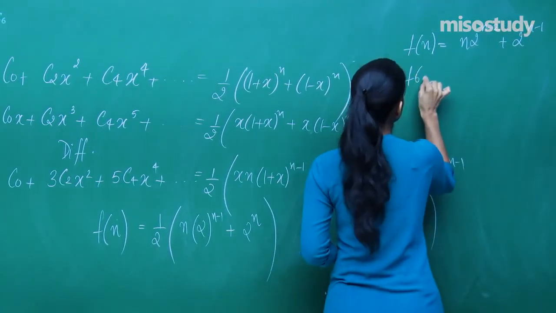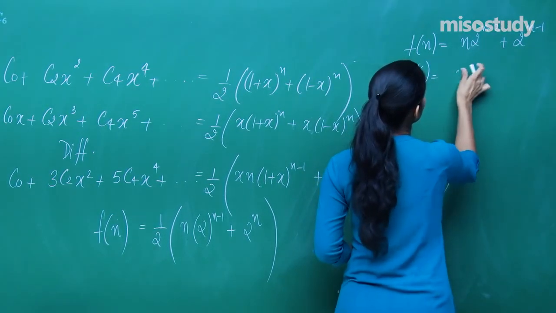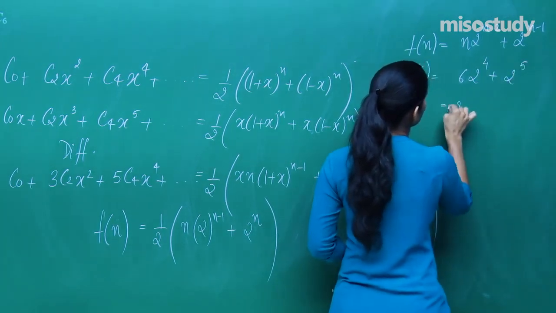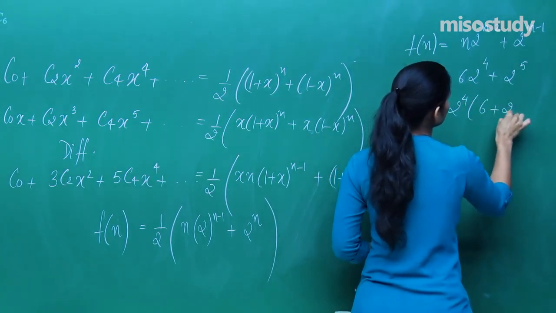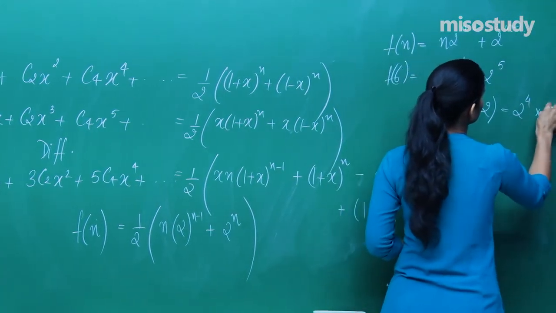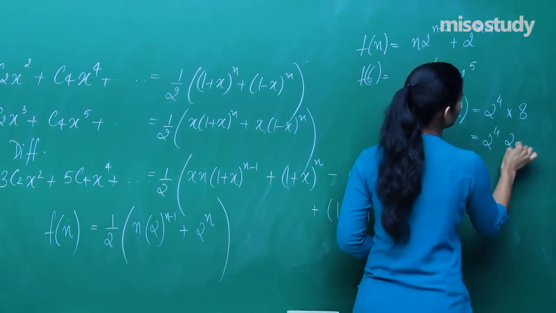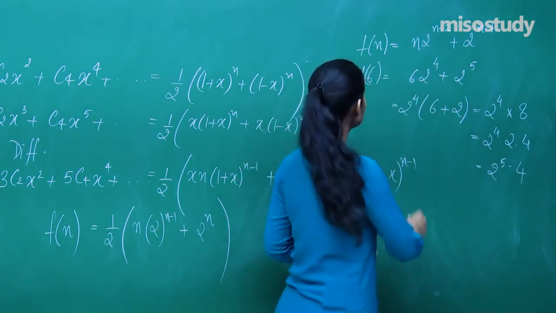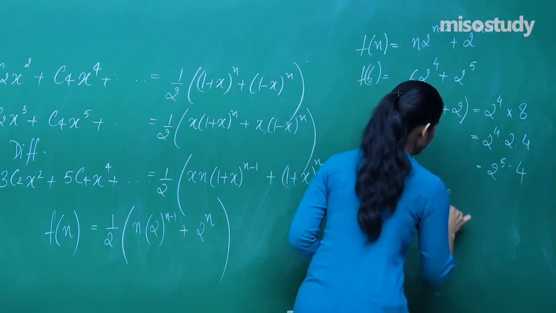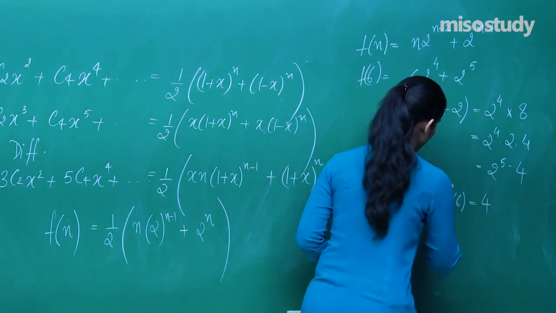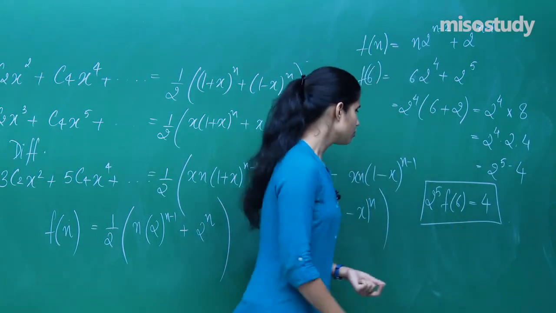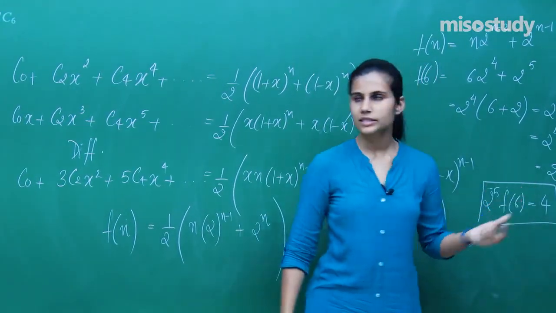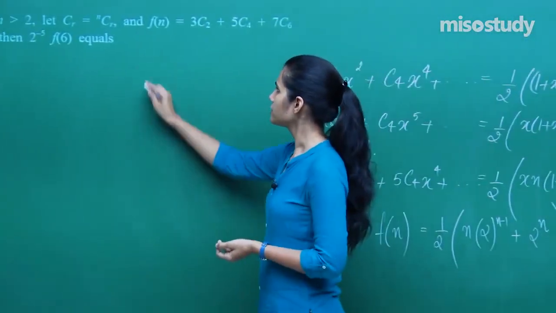So f(6) is what we need to find. It will be 6 into 2^4 plus 2^5. So 2^4 comes out, you are left with 6 plus 2, which is 2^4 into 8, that is 2^4 into 2 into 4. So this is 2^5 into 4. You want 2^(-5) into f(6), because I am bringing 2^5 to the left hand side. So 2^(-5) f(6) is equal to 4.